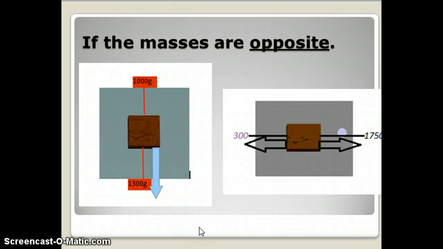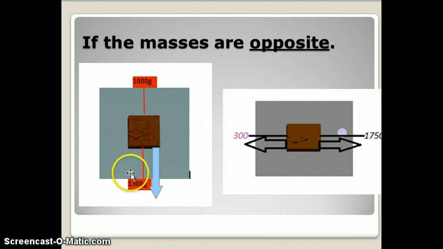Hello, it's Mrs. Lawler. I just wanted to make a quick video to show you some of the common mistakes that I found in the NetForce lab so that you can make corrections and resubmit them if they are the mistakes that you made. So we'll start with the masses that are placed opposite one another.